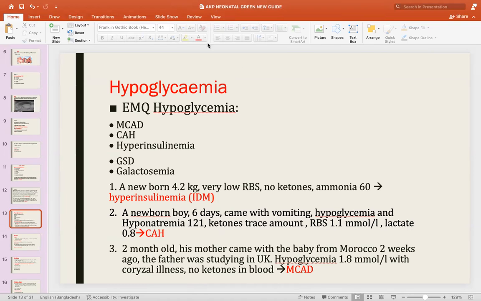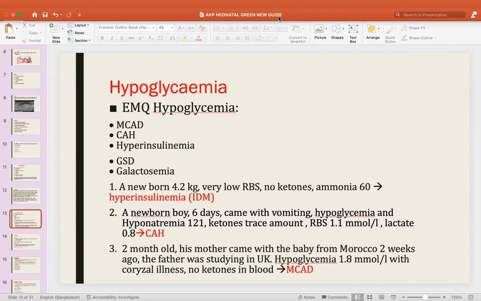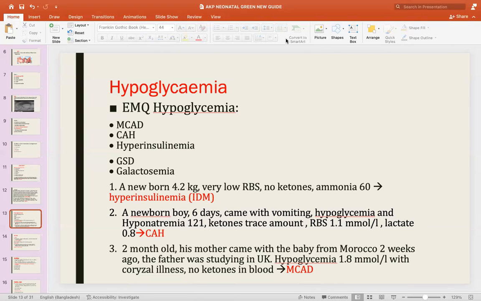Why did they say congenital adrenal hyperplasia? Because of hyponatremia and hypoglycemia along with a male boy and vomiting. And the baby is dehydrated because lactate is high. What does high lactate mean? The baby is dehydrated. There will be metabolic acidosis if the lactate is high. So this baby is CAH because it commonly presents in a male baby who is 5-6 days old.